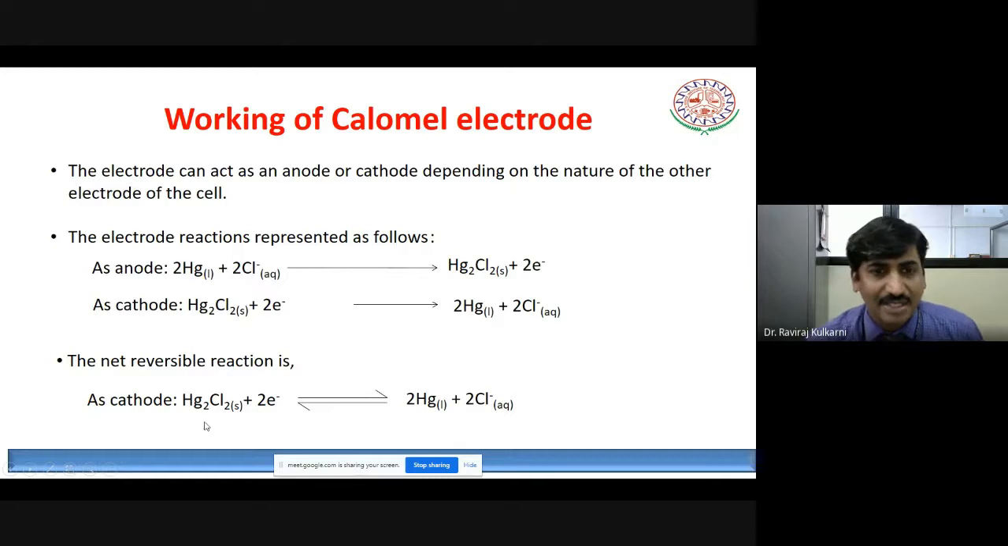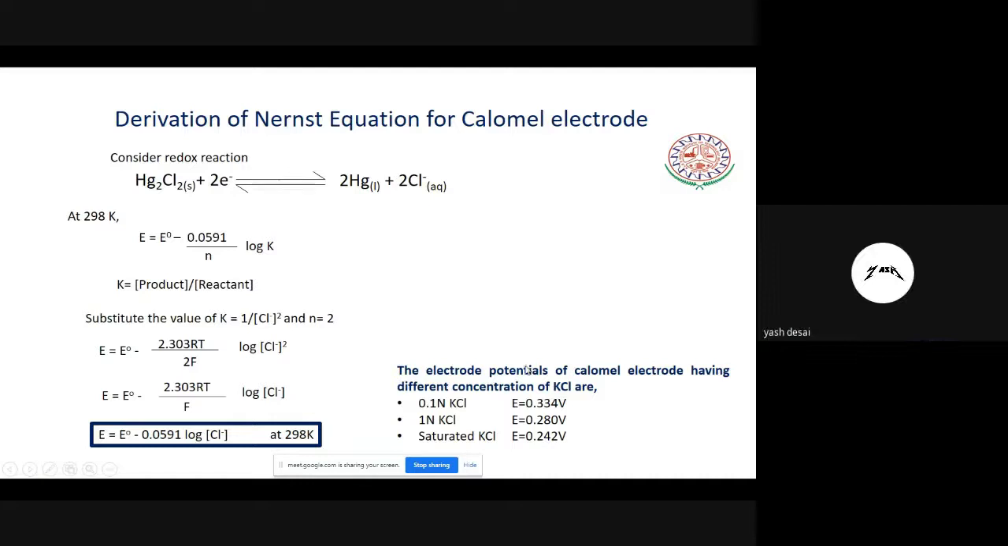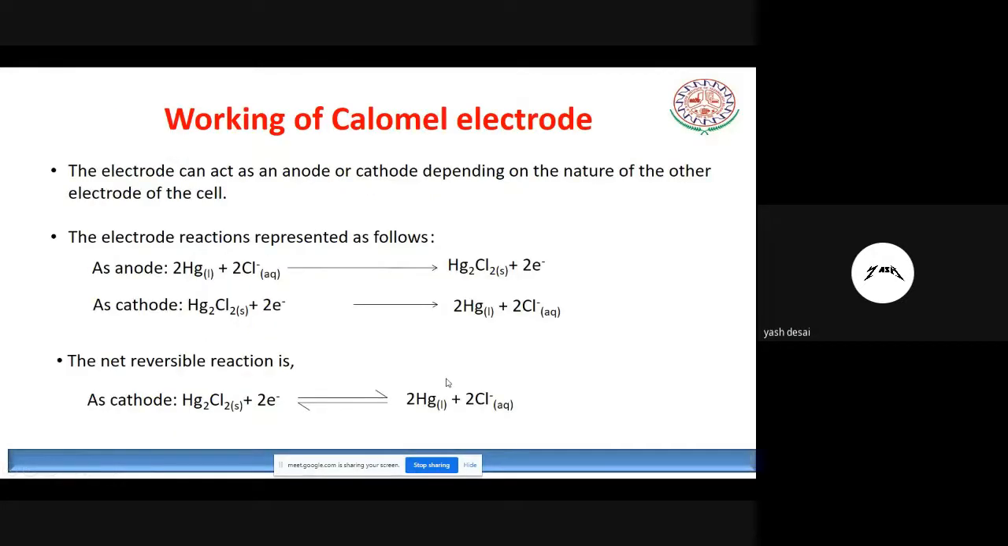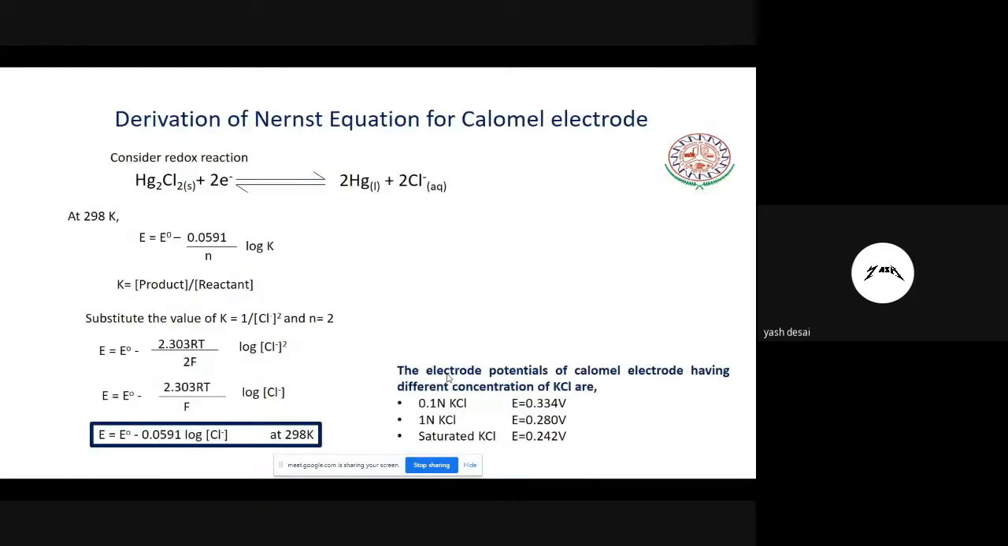The net reversible reaction is, the forward reaction we usually take as the cathodic reaction: Hg2Cl2 plus 2 electrons gives 2Hg plus 2 Cl minus ions, with a reversible sign. The forward reaction is the cathodic reaction, and the reverse reaction is the anodic reaction. If it behaves as anode, the reverse reaction is valid; if it behaves as cathode, the forward reaction is valid. Can anyone derive the Nernst equation for this? Anyway, I'll show you.